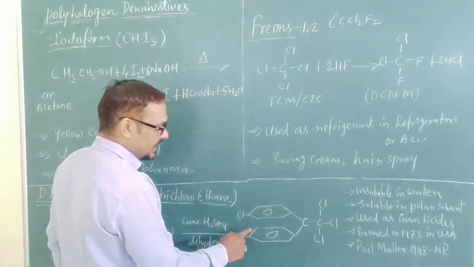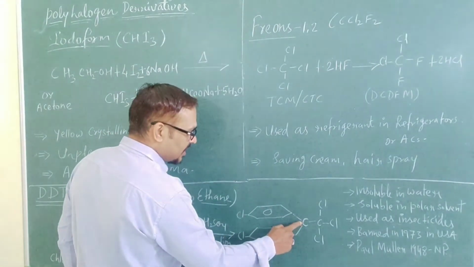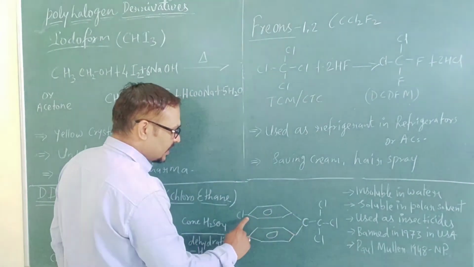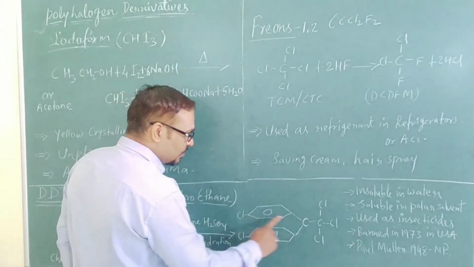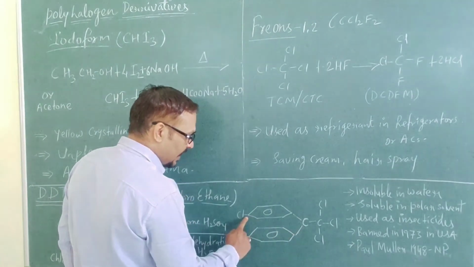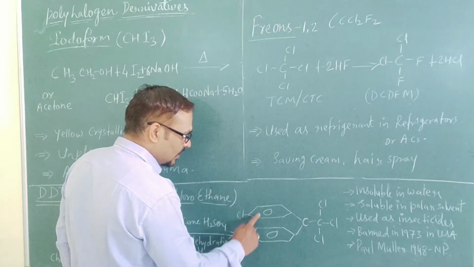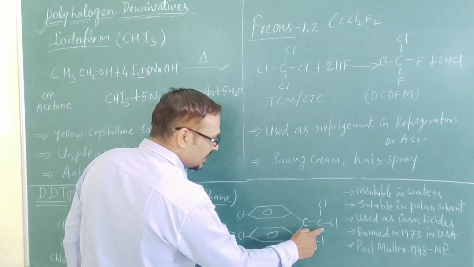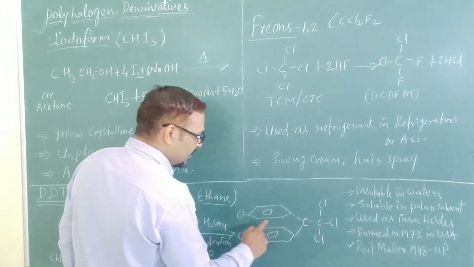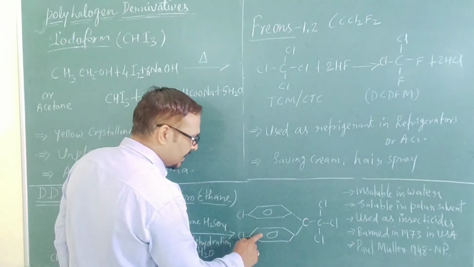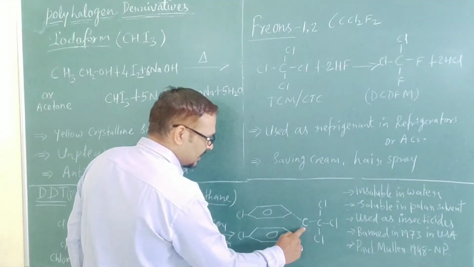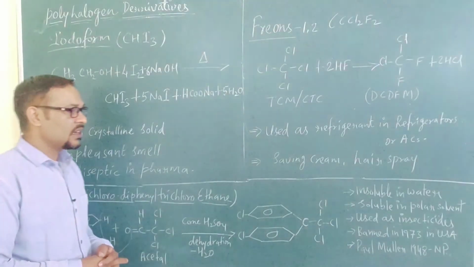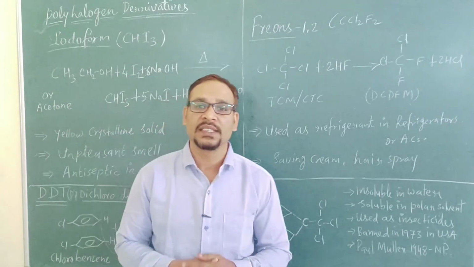In this way it is the 1,4 position, this carbon attached at the 4th position, and here also it is the 4th position. So we can say 1,4 is para. So para dichloro, diphenyl, trichloro, and the 2 carbons make it ethane. Para dichloro, diphenyl, trichloro, ethane. So this is how it is prepared. I hope you understand.